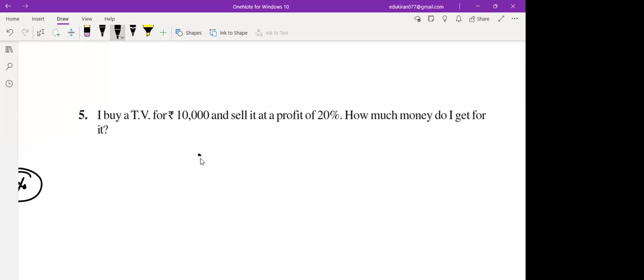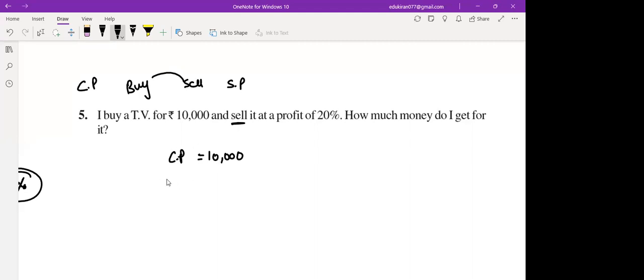So over here, I buy a TV for 10,000, right? So over here, they have just bought it for 10,000. So that means what is given to you? CP is given to you, right? Because cost price is the price at which you are buying and then you are selling. So when you buy something, that is known as cost price. And then when you sell something, that is known as selling price, right? So your CP is 10,000.